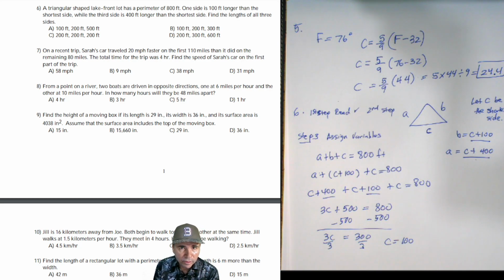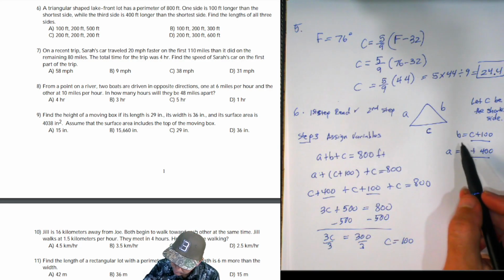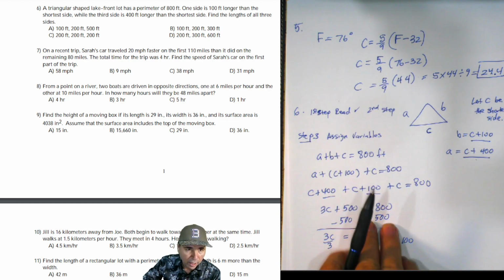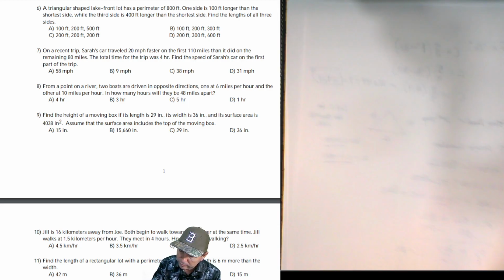All right, now let's see what they're asking. Find the lengths of all three sides. Okay, I'll let you finish the rest. Figure it out. Look, B is C plus 100. A is C plus 400. Figure it out, okay? Let's go to number 7 now.